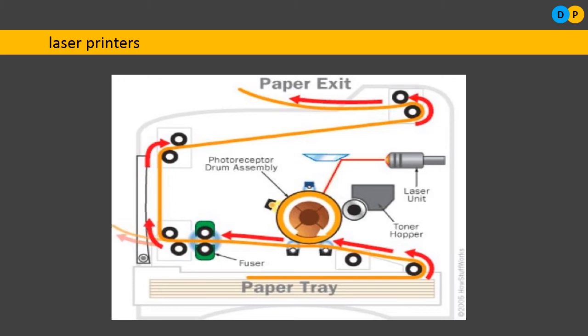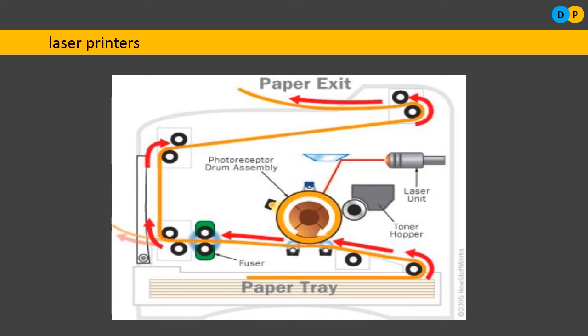Here we will not be using ink droplets, but ink powder, also referred to as toner. The toner will be filled with ink powder. So what happens before taking a page of printout? First of all, you will be sensitizing the drum. You can notice a drum over there.